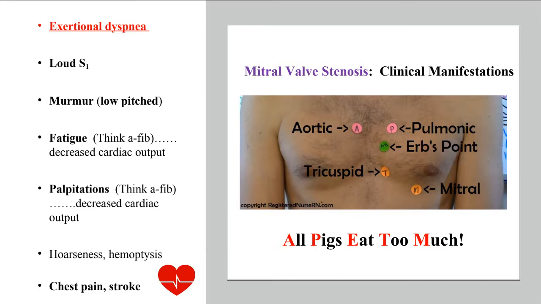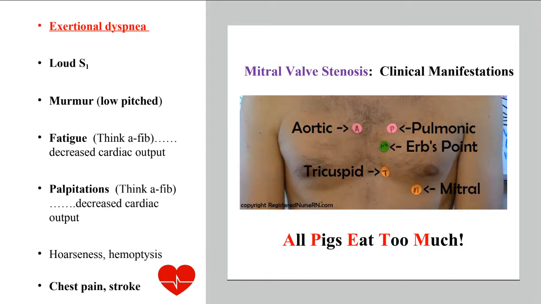They might become tachypneic. They'll have a very loud S1. So the closing of those valves, it'll be very loud, the tricuspid and the pulmonic valve. They could have a low-pitched murmur. If they're fatigued, think about AFib, okay? Because AFib patients have a decrease in cardiac output, and they will also have palpitations as a result of decreased cardiac output. We already know that they could have some hemoptysis or bloody sputum.